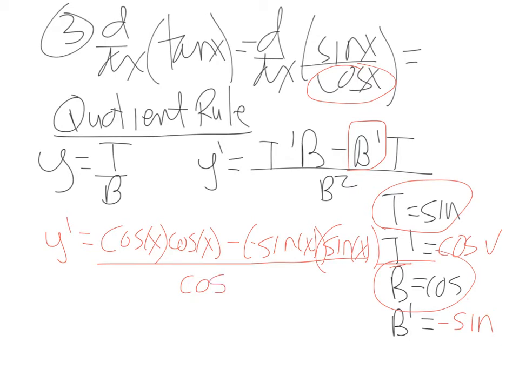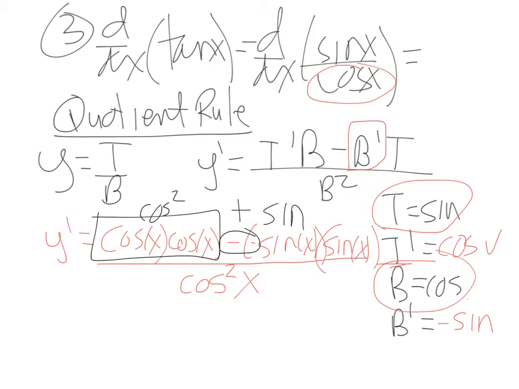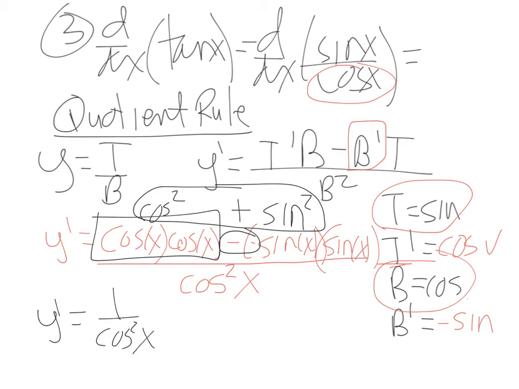All divided by cos, but it's going to be squared, right? Because the bottom is squared. Okay, so what does that work out to? Well, I think you can see that is cos squared, and those two negatives there make a positive, so it's going to be plus sine squared. What is cos squared plus sine squared, or sine squared plus cos squared? It's nothing more than 1. So y prime equals 1 over cos squared x.